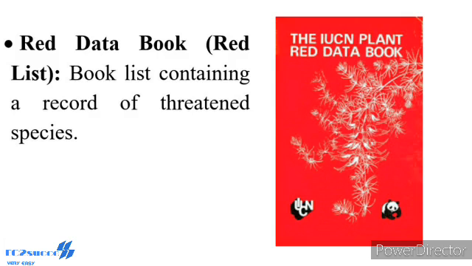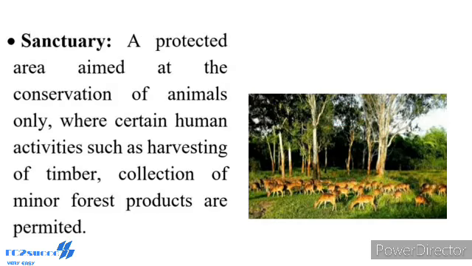It is also a powerful tool for persuading governments to protect the threatened species and for most of the plant and animal species worldwide. It developed protected areas and developed criteria for threatened species. Next one, sanctuary: a protected area aimed at the conservation of animals only, where certain human activities such as harvesting of timber and collection of minor forest products are permitted.